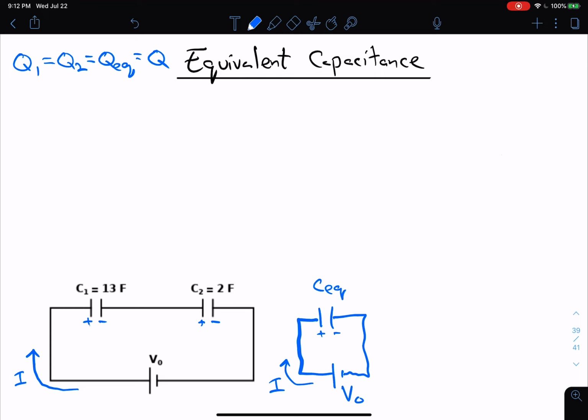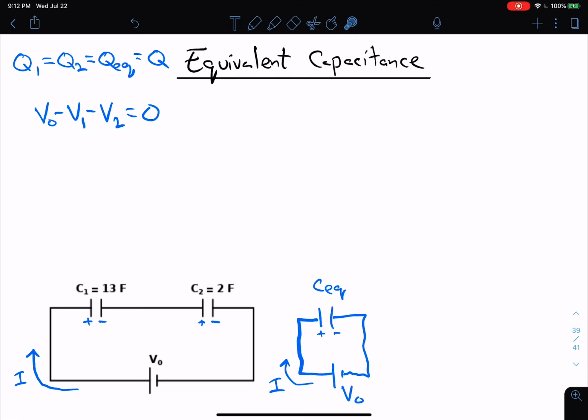All right, now let's do our loop rule for each case. So we'll start with our big circuit. We'll start here. I'm going to go clockwise. And if I do that, I'm going to get V0 minus V1 minus V2 equals 0. I know it's minus V1 and minus V2 because I'm going clockwise.